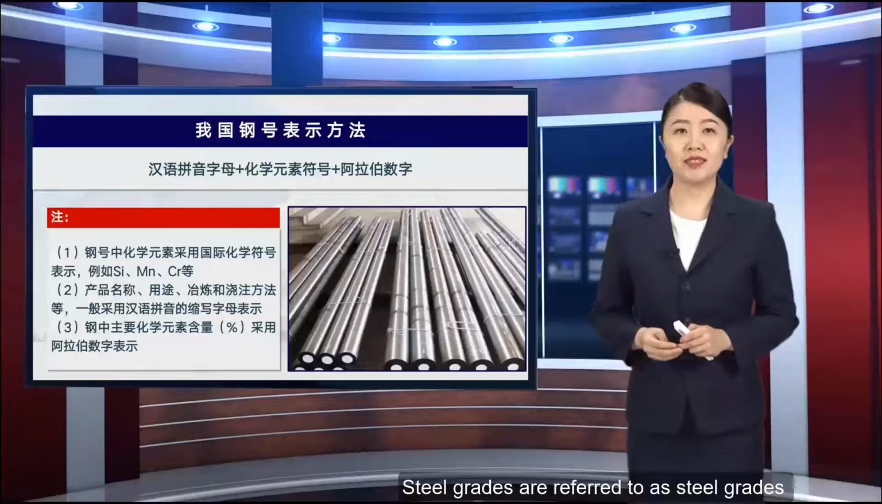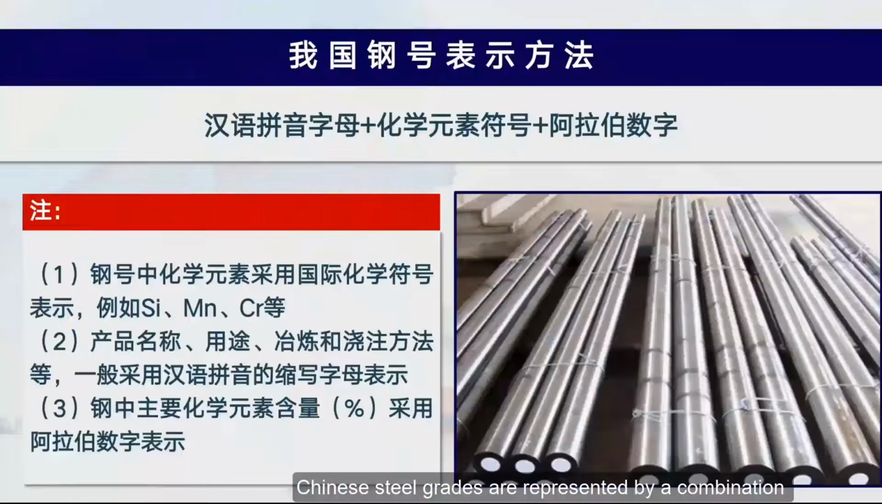Steel grades are referred to as steel grades. Chinese steel grades are represented by a combination of Chinese pinyin letters, chemical element symbols and Arabic numerals. The chemical elements in the steel grade are represented by international chemical symbols. The product name, application, smelting and pouring method, etc. are generally represented by the abbreviations of Chinese pinyin. The content of the main chemical elements in the steel is represented by Arabic numerals.